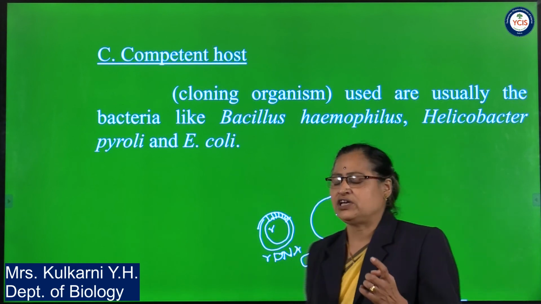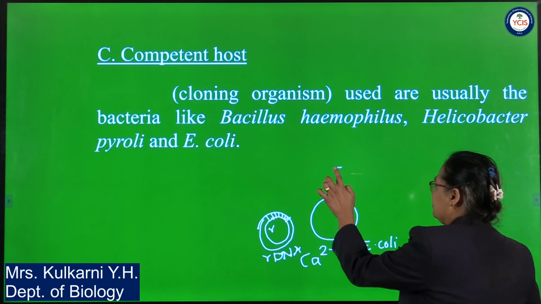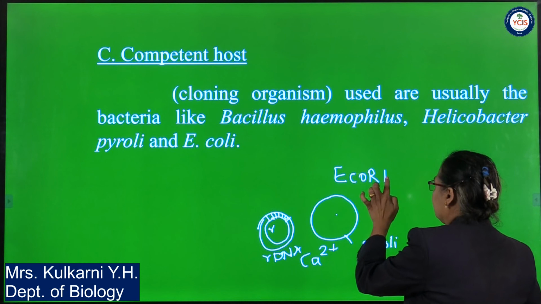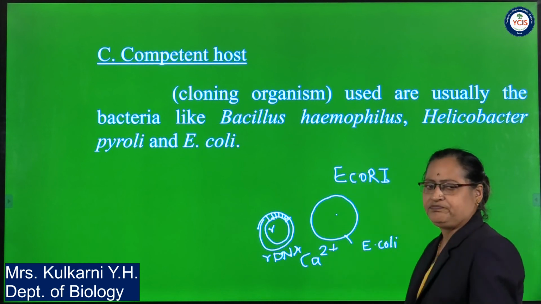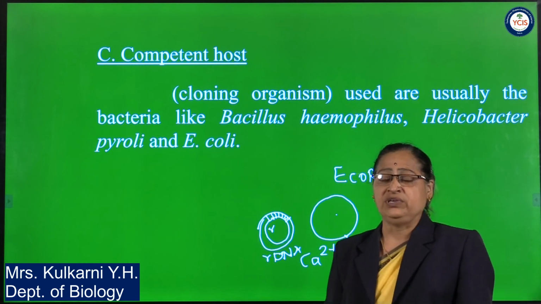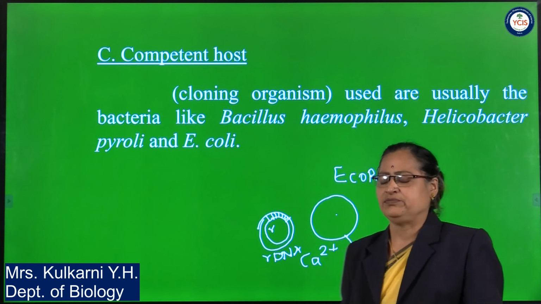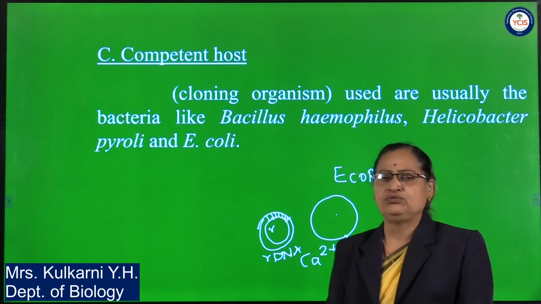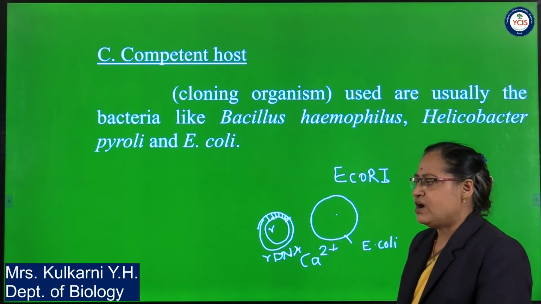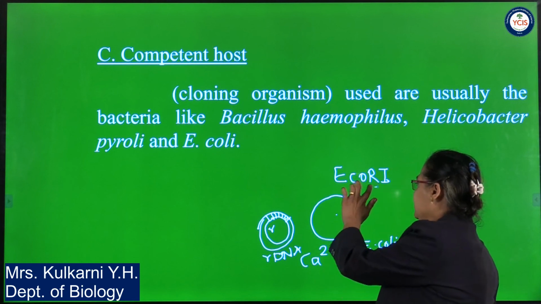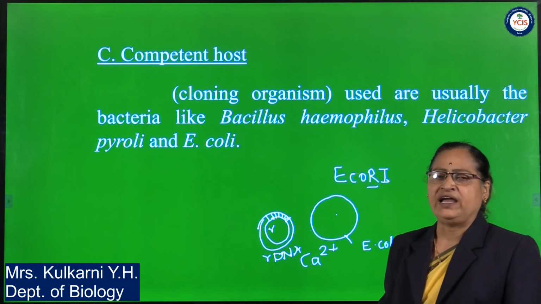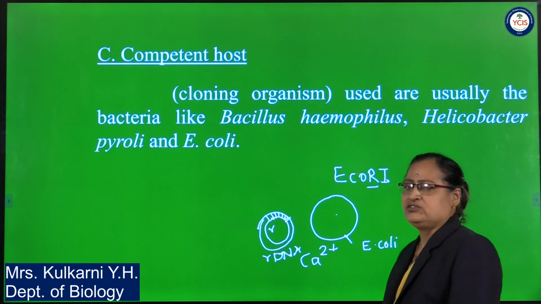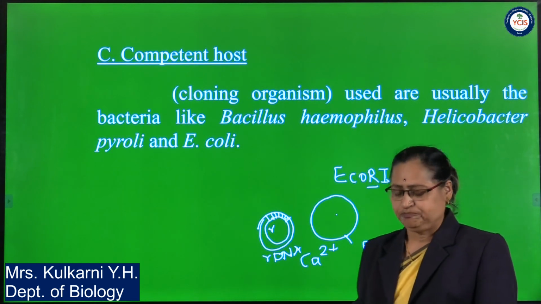It is extracted as a restriction enzyme, that is EcoRI. Means E is the Escherichia genus name, CO is the first two letters of the species name, R is the strain, that is RY13, and I is the order of discovery.